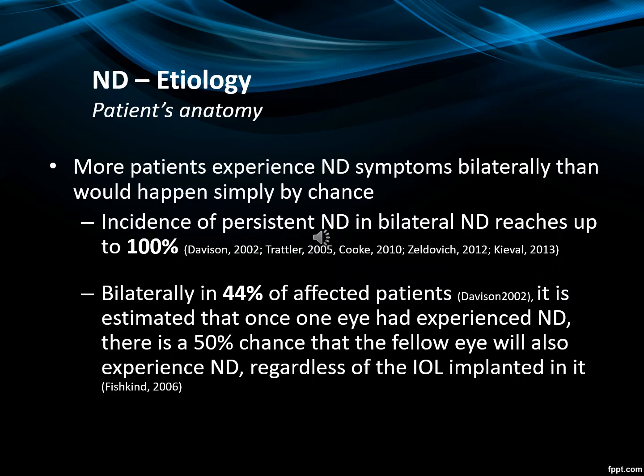If a patient has negative dysphotopsia in one eye, there's a higher likelihood that they will develop it in the second eye. And this may be because the patient's own anatomy is a contributing factor to causing the shadow. In these studies, they have shown that patients who have it in one eye are much more likely to have it in the second eye. So in some studies, the incidence of persistent negative dysphotopsia and bilateral negative dysphotopsia reaches up to 100%, and in some studies is around 50%.